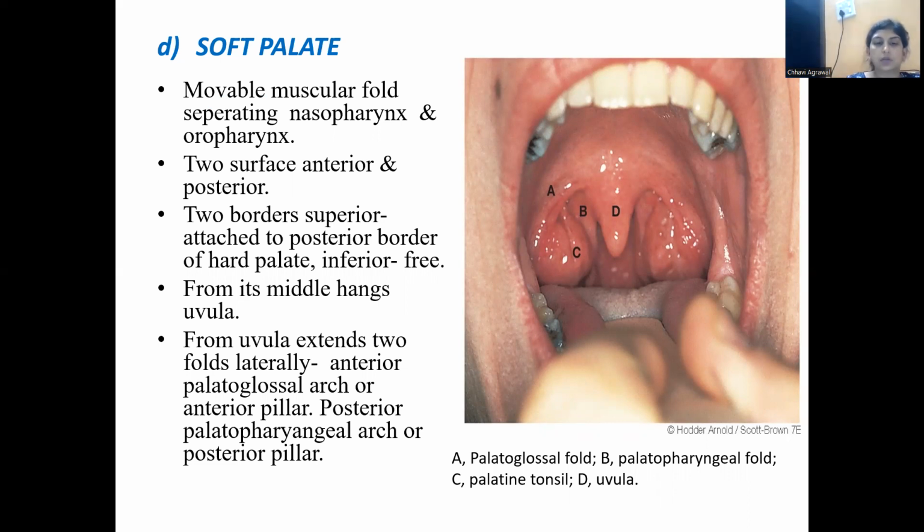From the uvula, two folds extend laterally, which are the anterior and posterior pillars. The anterior is formed by the palatoglossal, also called the palatoglossal arch or the anterior pillar, and the posterior is the palatopharyngeal arch or the posterior pillar.